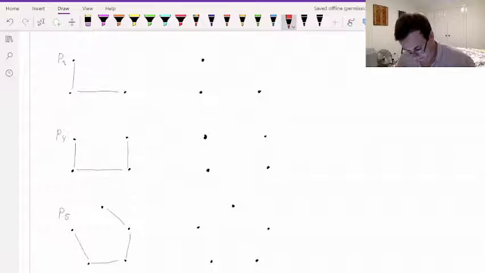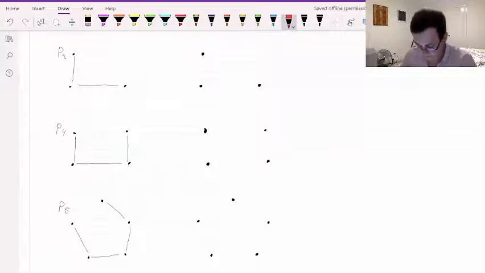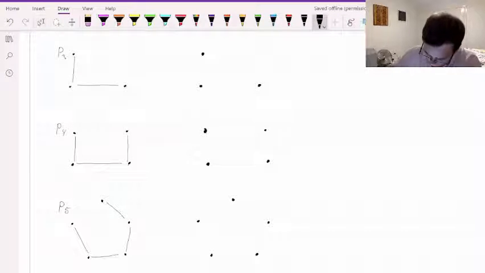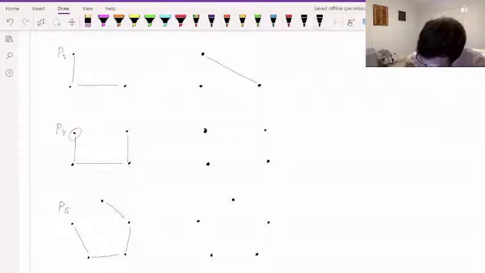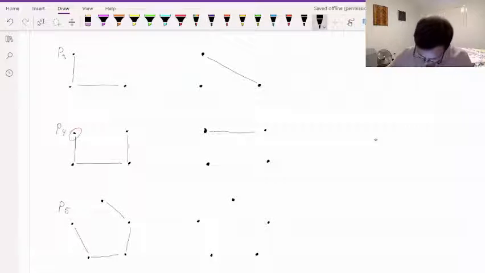Here we have some paths, right? You can see in this first one, our complement. It's right there. Now, next one. Let's start with this vertex. You can see that it's not connected here. Oh, wrong pen. Not connected here or here.